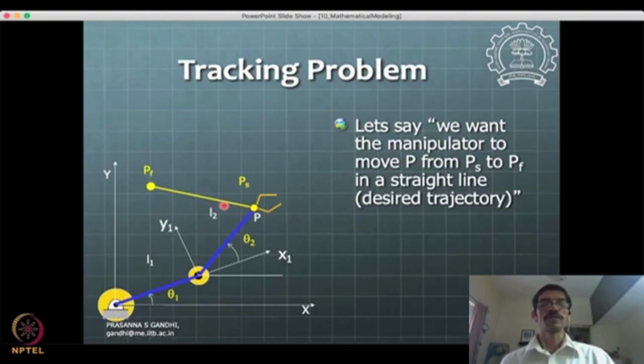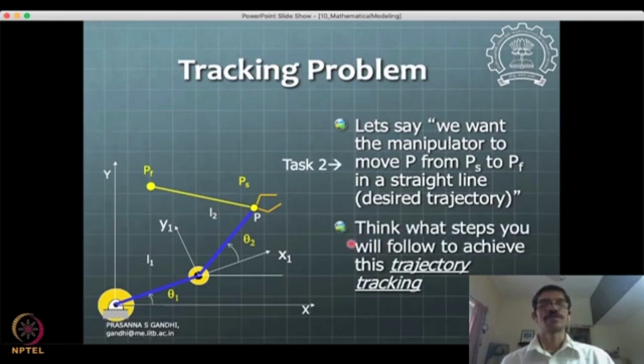So we would in general get a definition for theta 2 in terms of time and theta 1 in terms of time, to go from theta 1s to theta 1f. The starting and final positions are still the same, but now I have to define a time trajectory for theta 1 and a time trajectory for theta 2 to make sure that I move along this path alone. I don't deviate from this path. So that's what a tracking problem is.